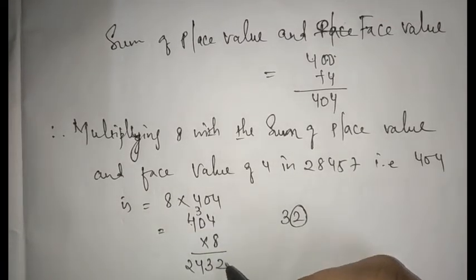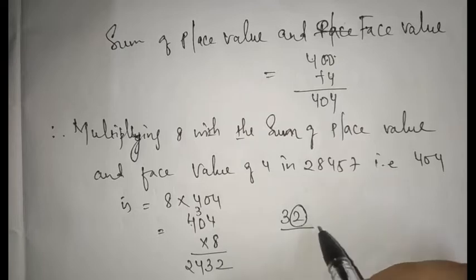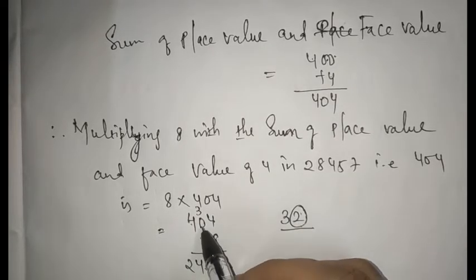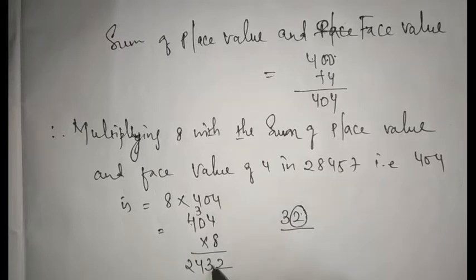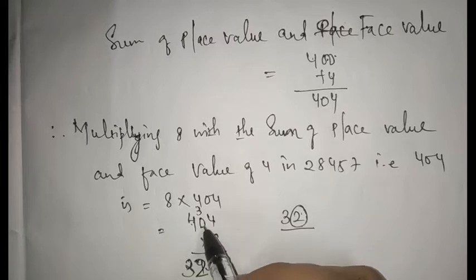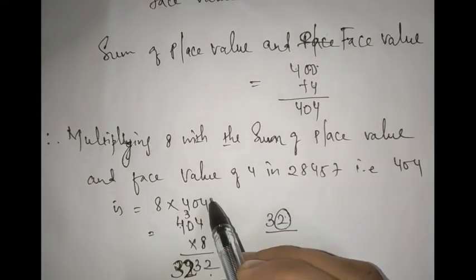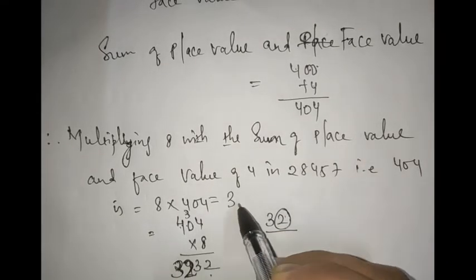Again I am repeating this. 8 4s are 32, so 2 you have to write here, 3 will be in hand. 8 0s are 0, 0 plus 3 is 3, and 8 4s is 32. Sorry, it will be 32, right? So 8 4s is 32, 3 in hand. 8 0s is 0, 0 plus 3 is 3, and 8 4s is 32 here. Okay, so you can write the answer as 3232.